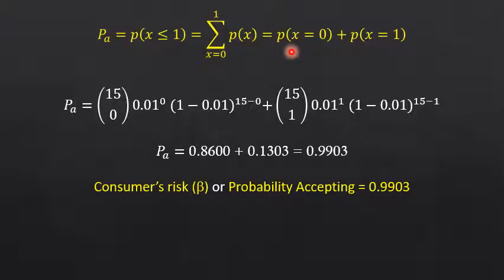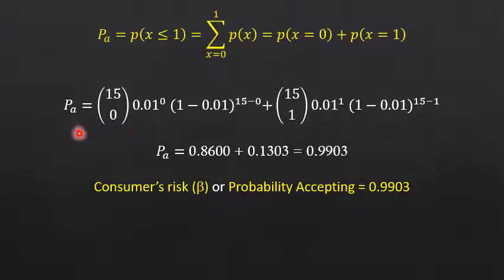Put x equal to 0, then put x equal to 1 in the P(x) formula, and we get these terms. When we put x equal to 0, we get 15 combination 0 multiplied by 0.01, that is p to the power 0. Here p is given in the question, that is LTPD. Then 0.01 to the power 0 multiplied by (1 minus p) to the power 15 minus 0, plus 15 combination 1 multiplied by all this value.